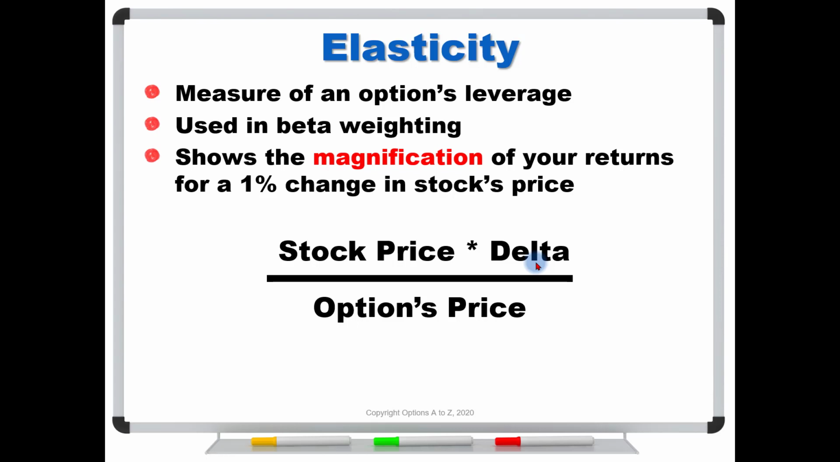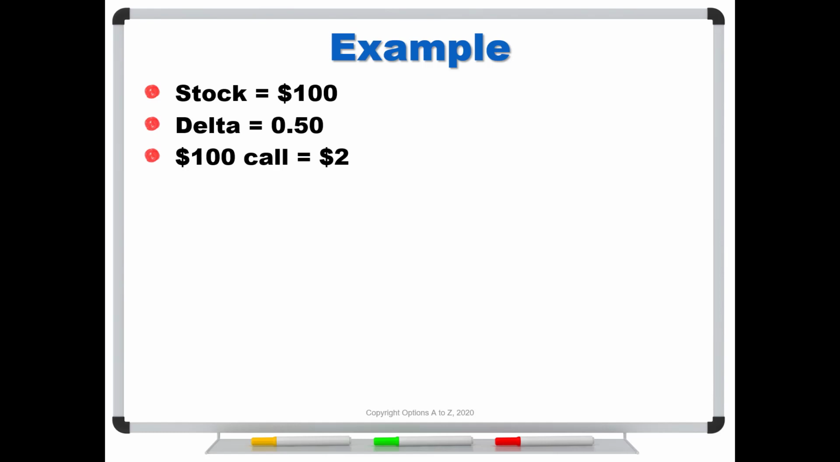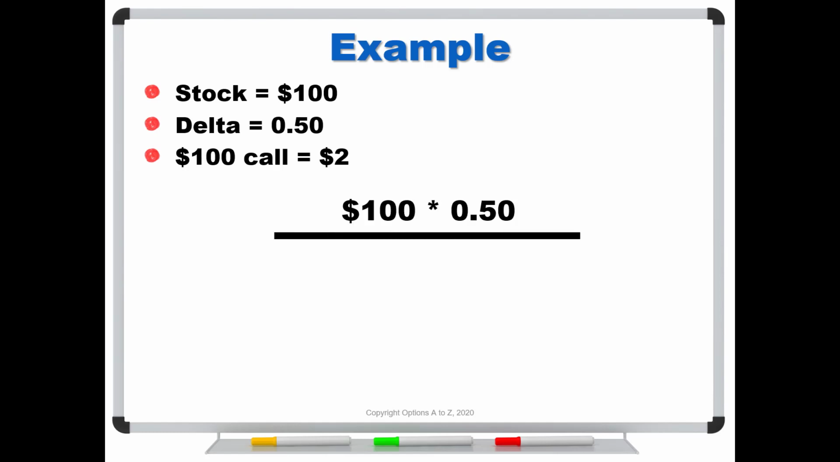But what does the elasticity formula show you? Let's say that our stock is at 100 and the delta is a half, and the $100 call is trading for 2. It's the same example that we saw before, but we're just adding delta to the equation. Take the stock price of 100 times the 50 delta and divide that by the call's price, which is 2. So now our numerator reduces to 100 times a half, which is 50, and 50 divided by 2 gives us 25. This is the option's elasticity, and this is a much more meaningful figure.